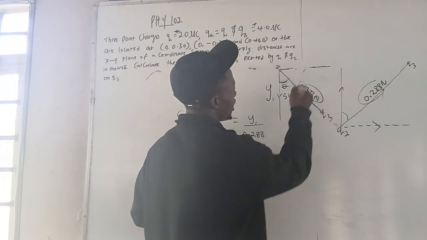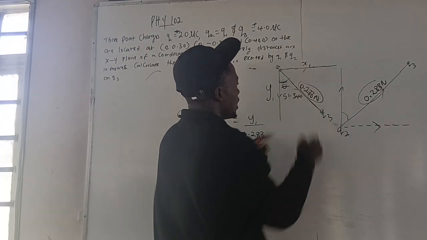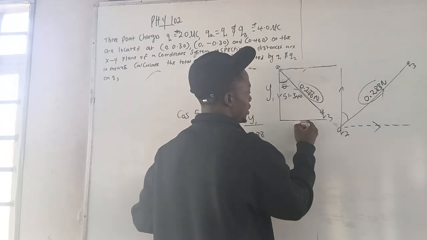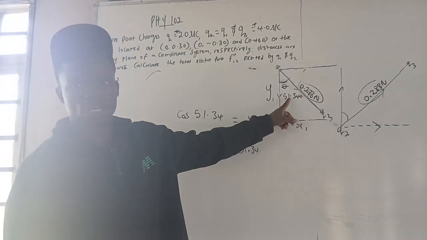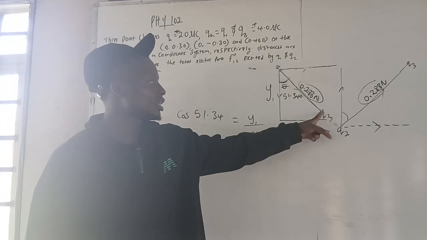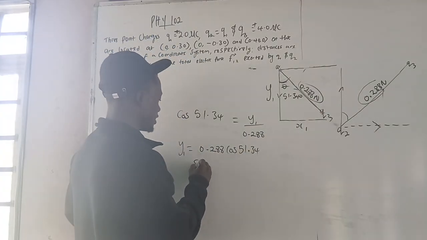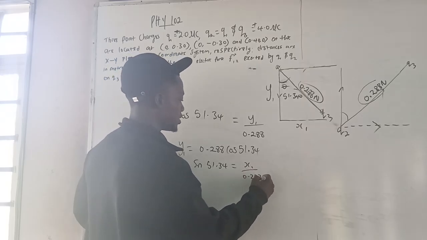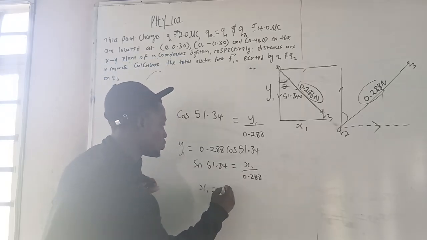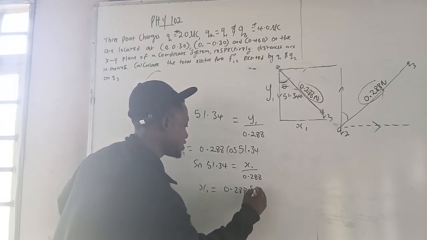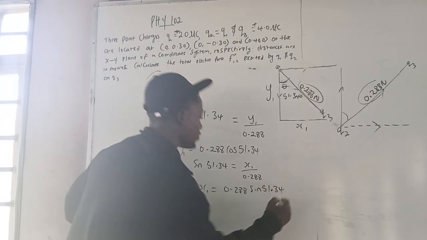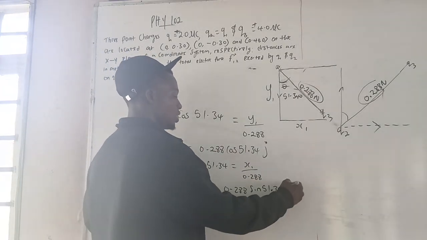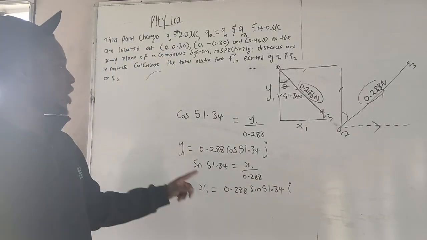So let's say this is our X1 now. X1 here is, let me use down here. They are parallel, you can use any of them. X1 here is opposite to the angle, right? It's opposite. And this is hypotenuse. So that will give you sine 51.34 equals to x1 divided by 0.288. So we have x1 equals to 0.288 sine 51.34. Don't forget, anything on the y-axis we call it j, x-axis we call it i. So we find our y1 and x1.